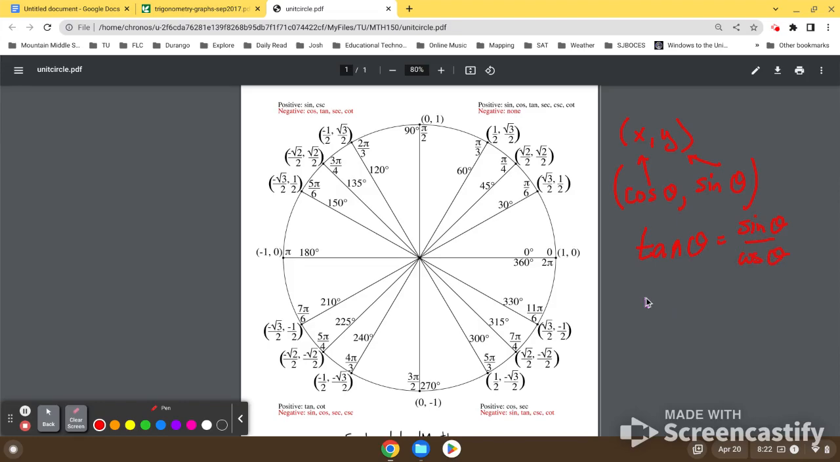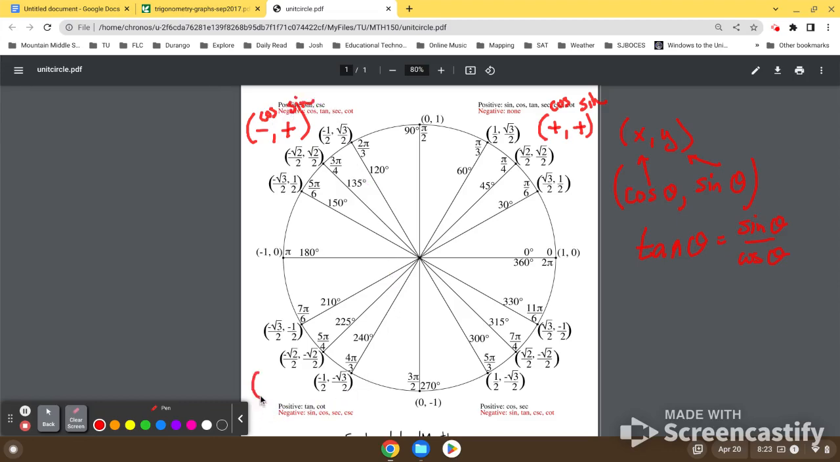Now as we move around the unit circle, when we think about ordered pairs, if x represents cosine and y represents sine, then in this quadrant right here, we're positive and positive. That means your cosine is positive and your sine is positive. We come over to this quadrant, my ordered pairs are negative and positive. That means my cosine is negative and my sine is positive.